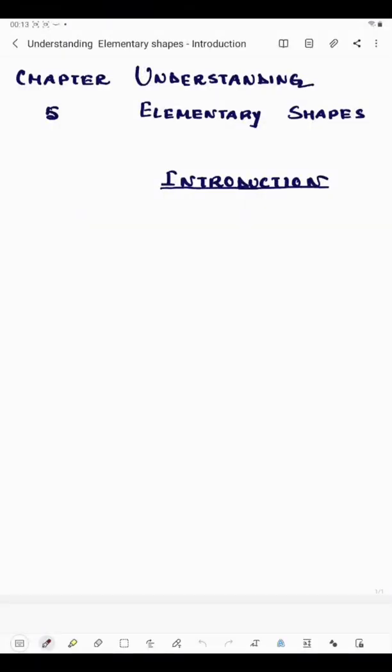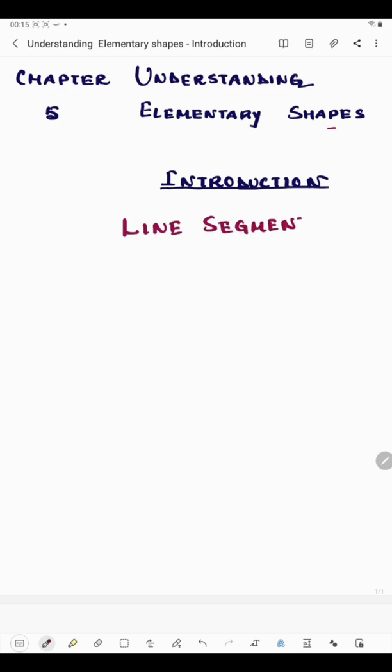Students, now I'm going to start chapter number 5 and the name of the chapter is Understanding Elementary Shapes. This is an introduction video in which I'll discuss a few important topics related to this chapter. The name of the chapter says Understanding Elementary Shapes. That means here we will talk about a few shapes, okay? Now our first topic is line segment.